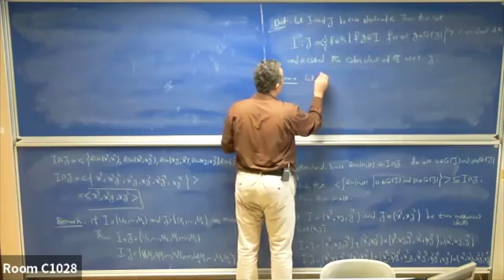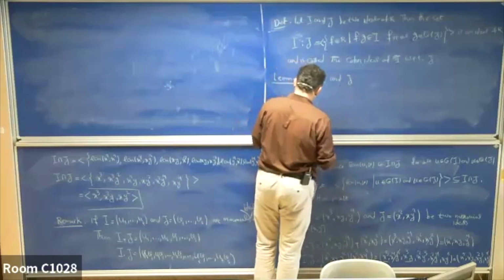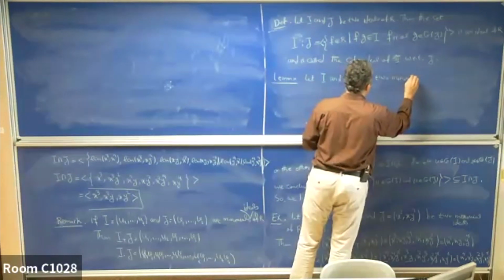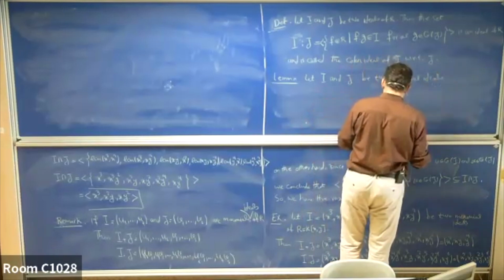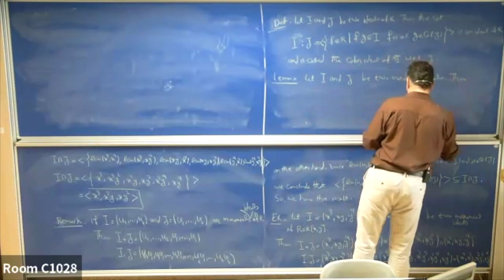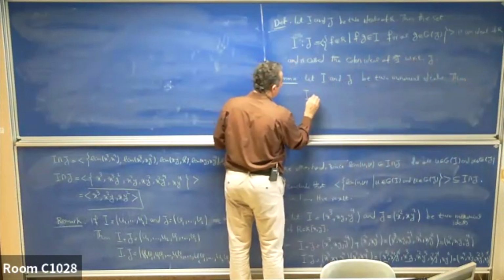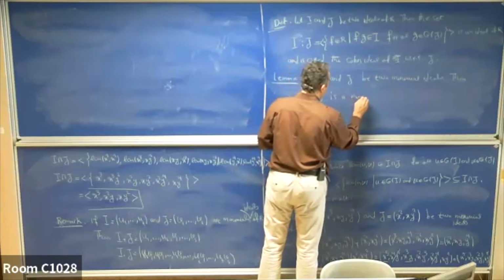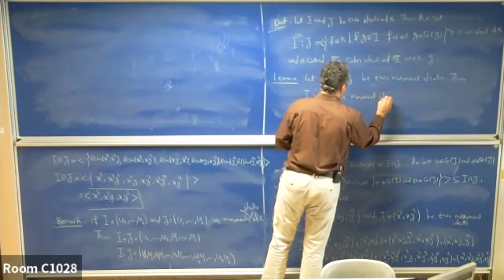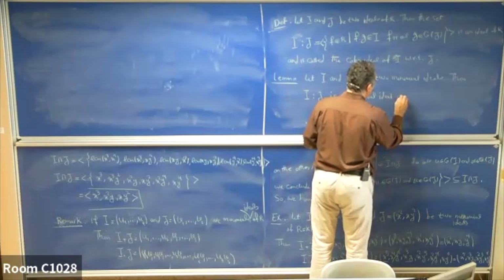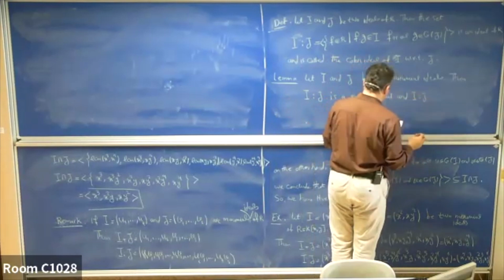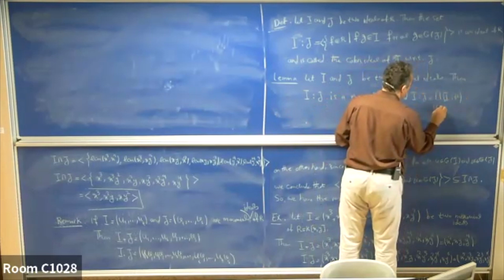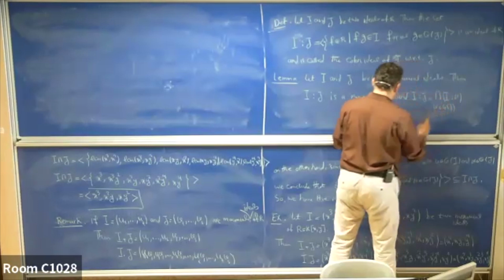Let I and J be two monomial ideals, then I : J, the colon of I with respect to J, is a monomial ideal, and this colon ideal is equal to the intersection of I : v, v in J, is equal to this one.